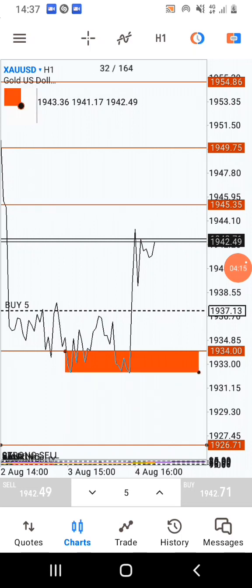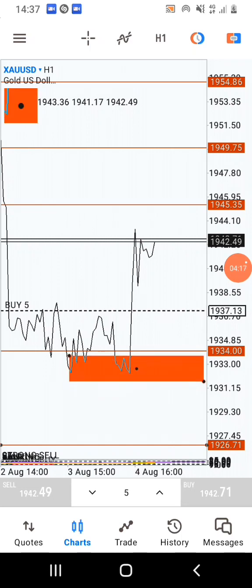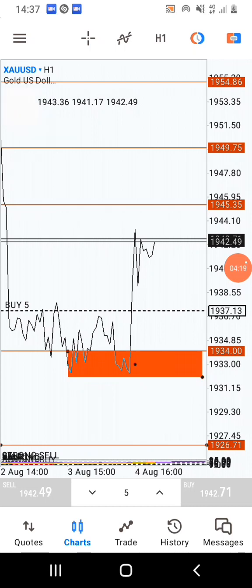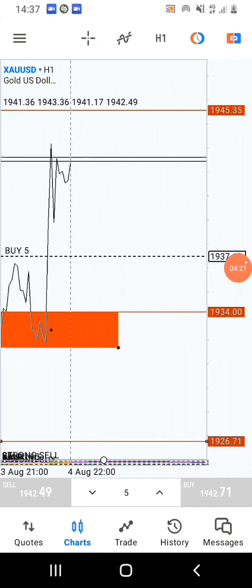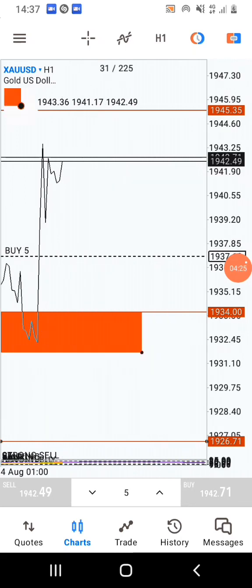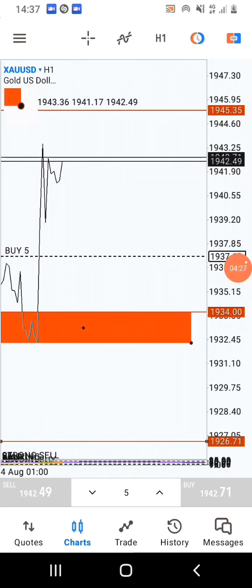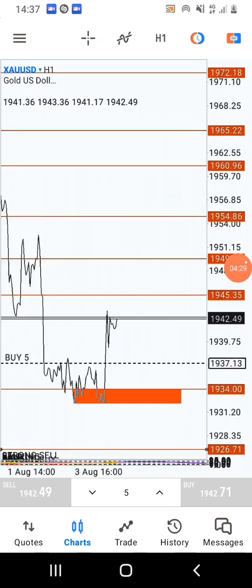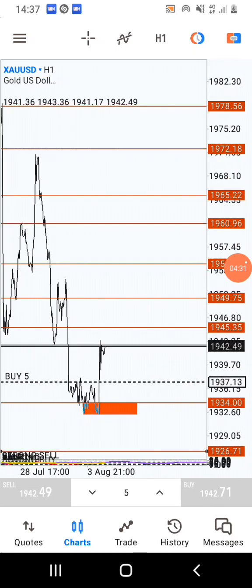Okay, but if you want to have clean entries with very small stop losses, it's best to use buy limit and sell limit orders, or buy stop and sell stop orders, because that way you will have a very small stop loss to trade with.